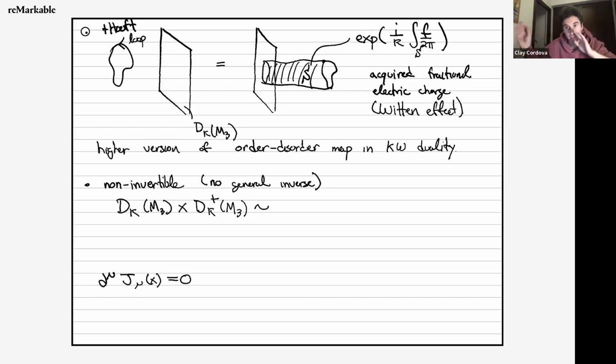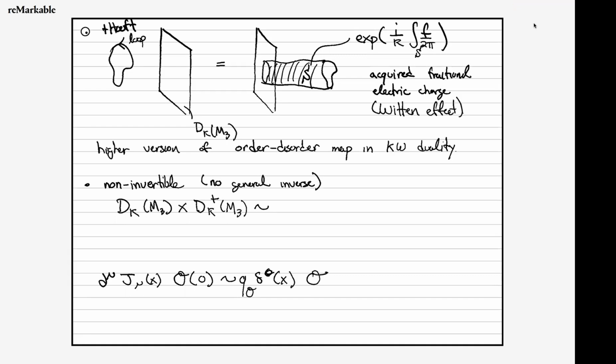So forget ABJ anomalies. Let's just have a little lesson about Ward identities. The divergence is not in general 0 in the presence of charged operators. If I put O of 0 here, this has some delta function times O times the charge. What that means is that in the presence of other operator insertions, the current is not conserved. There's a Ward identity.